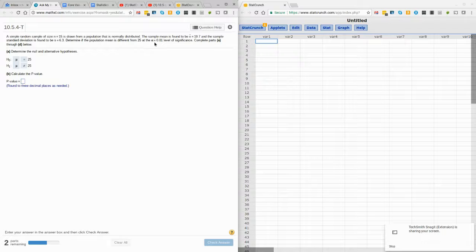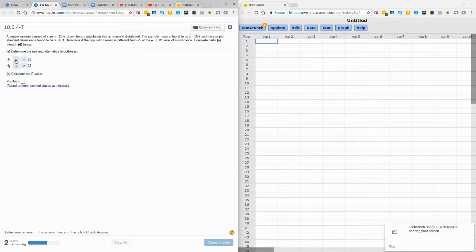So right here it says we're trying to figure out if the population mean is different from 25. So that really is telling us the parameter is a mean, right? If it was a 10.2 question, it would talk about the proportion, figure out if the proportion is different from 30% or something like that. So yeah, we're dealing with a mean here. The underlying parameter is a mean.